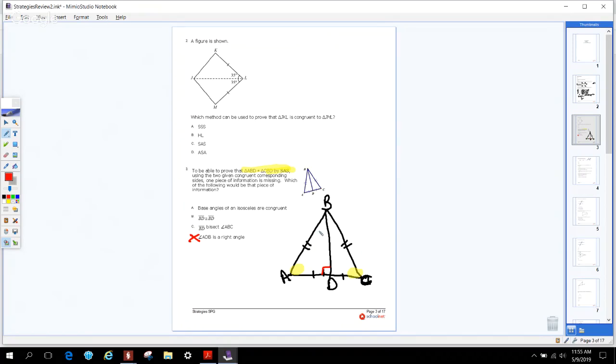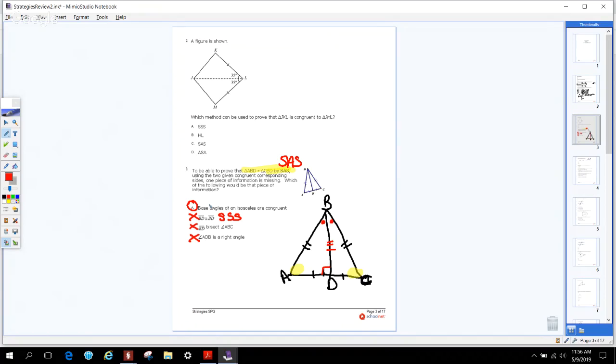BD bisects ABC. That would give you this angle here and this angle here, neither of which are between the 2 sides. They touch one side, but that would be angle side side, which we know is not a congruence. More importantly, we're trying to get SAS. BD is congruent to BD. That is true, but that would make it congruent using side, side, side. And they only care about side angle side.